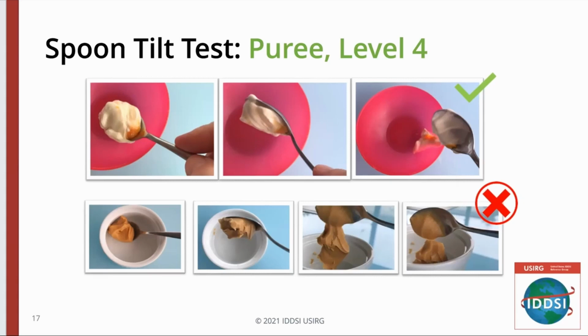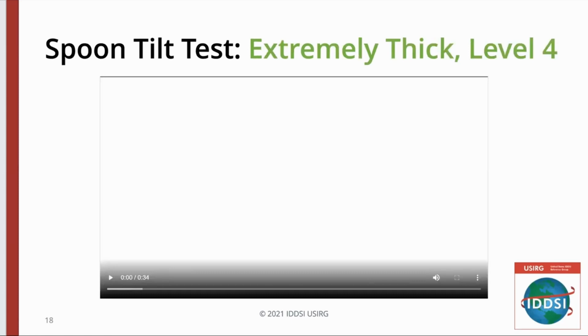For minced and moist, a spoonful that is dry and crumbly may fall off of the spoon, but it should be moist and cohesive enough to hold together in a mound on a spoon and slide off. Here is a video showing this for level 4. You can see the effort they had to use at the end of the video.